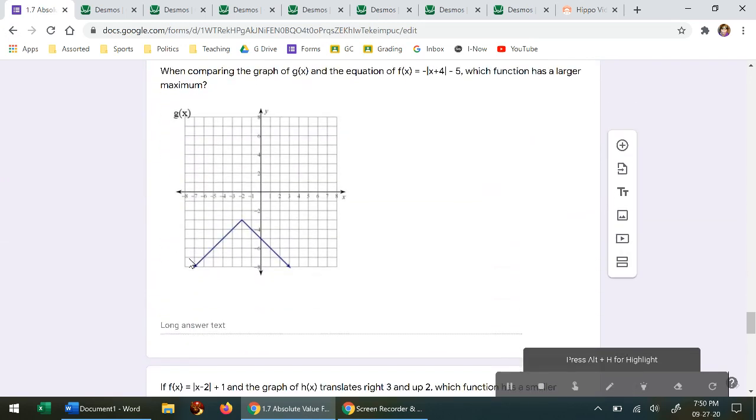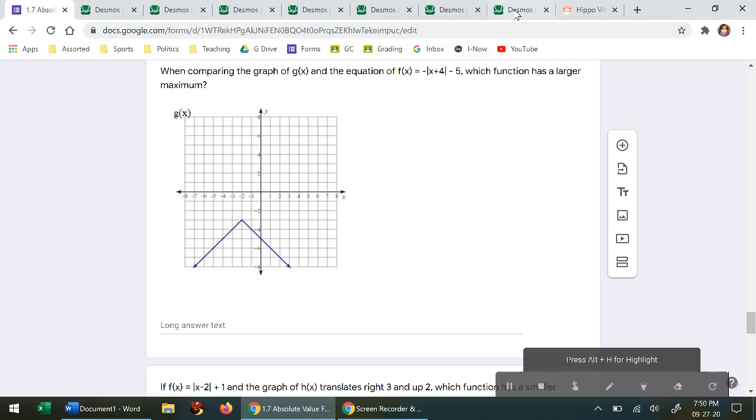For problem number 5, when comparing the graph of g of x and the equation of f of x is equal to minus the absolute value of x plus 4 minus 5, which function has a larger maximum? We're taking a look at this graph. This is the g of x picture that we have. We can tell that the maximum point is at -3 on the y-axis. So we're going to keep that -3 number in our head.